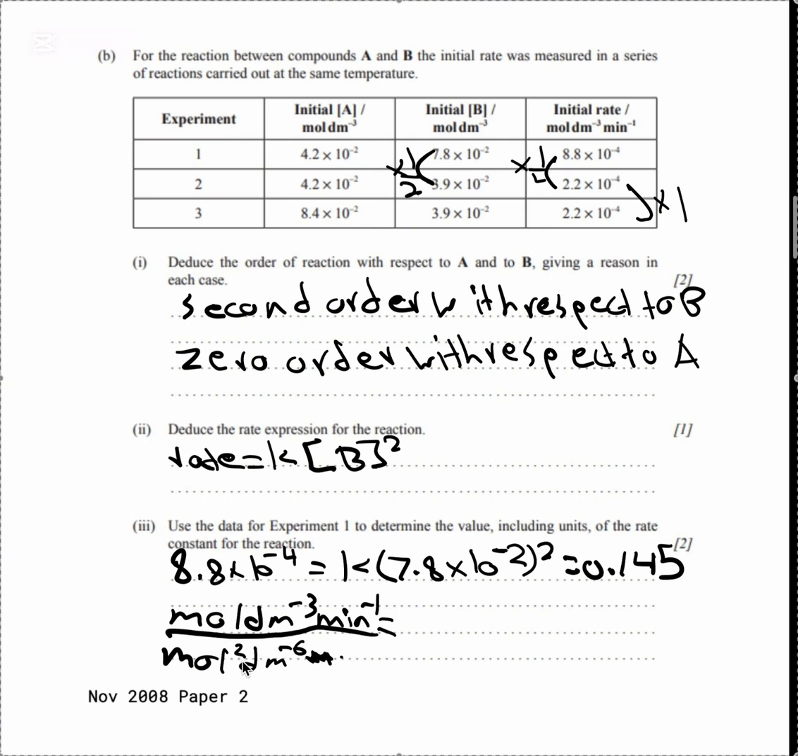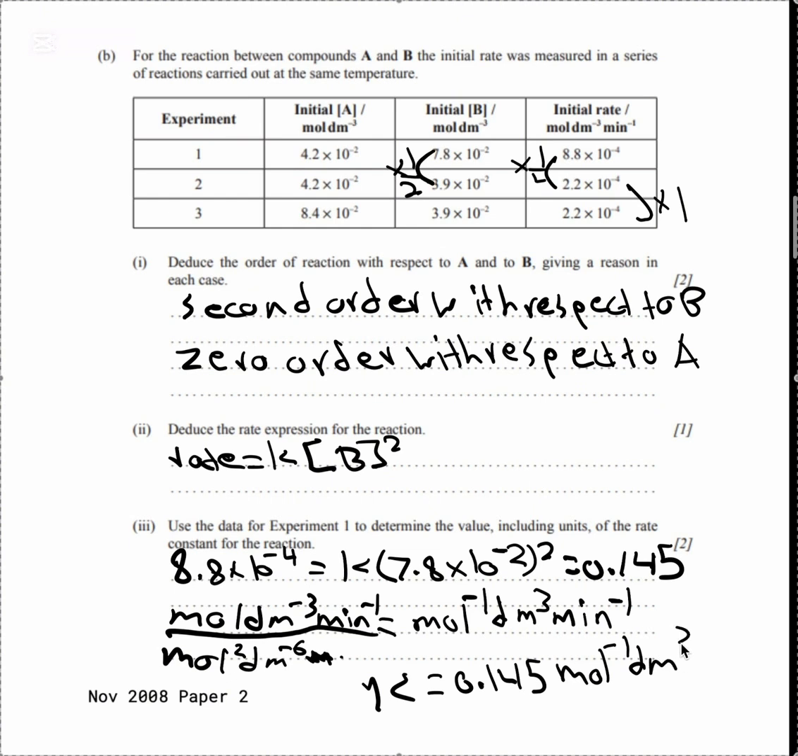So what we can do is bring this up, so we'll get that our answer is mole negative 1 dm 3, and minute will just stay on top, negative 1. So it would be K is equal to 0.145 mole negative 1 dm 3 minute negative 1.